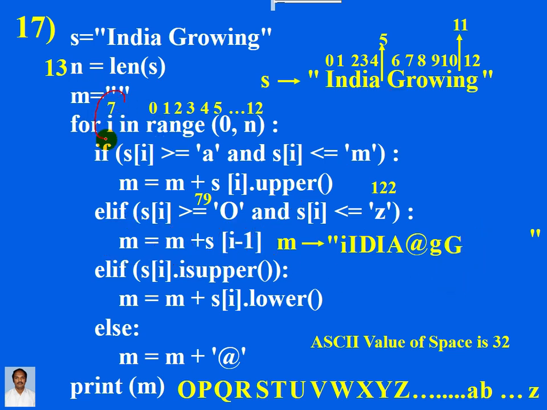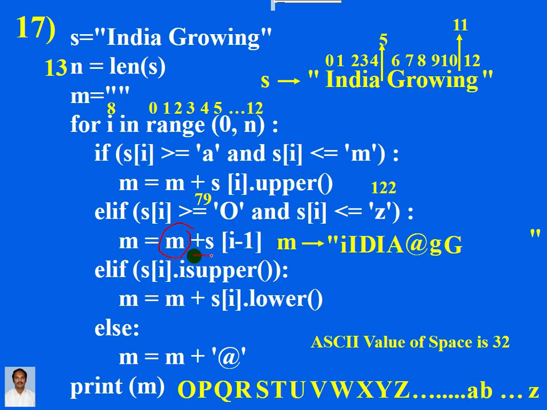I takes the next integer in the range, 8. What is S of 8? Small o. Is it between small a and small m? Wrong. So control comes to else part. Small o. Is it between capital O and capital Z? Yes. Small o will appear in this range. So condition true. This will be executed.